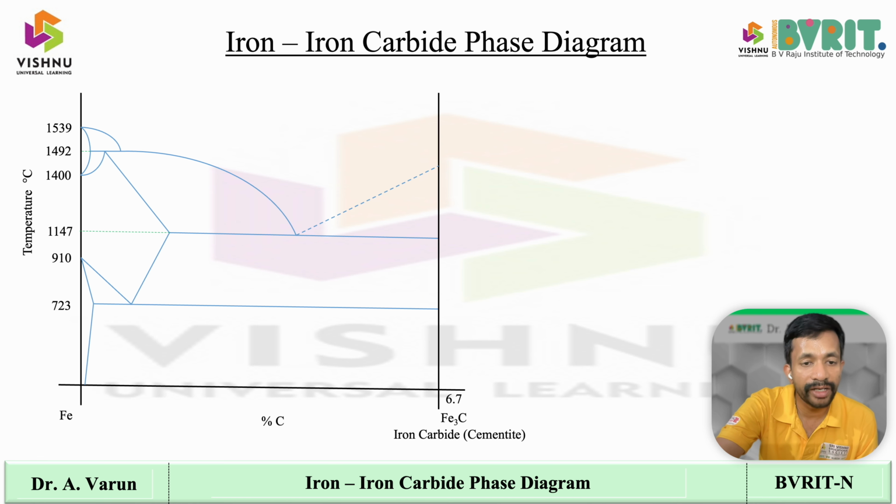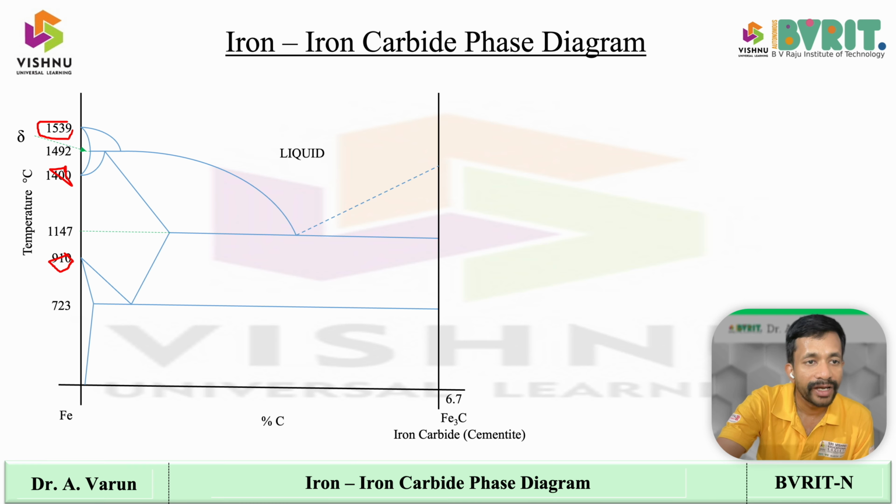If you can remember, we had 1539 from pure iron. Then there was 1400, which is marked, and then there was 910. So what happens above 1539? You have liquid. 1539 to 1400, delta iron. 1400 to 910, gamma iron. Below 910, alpha iron. If you still have confusion, please pause the video, go back to the previous seconds, and then come back so that you'll have clarity.